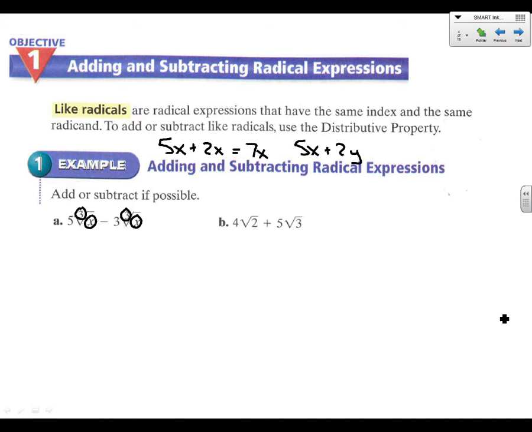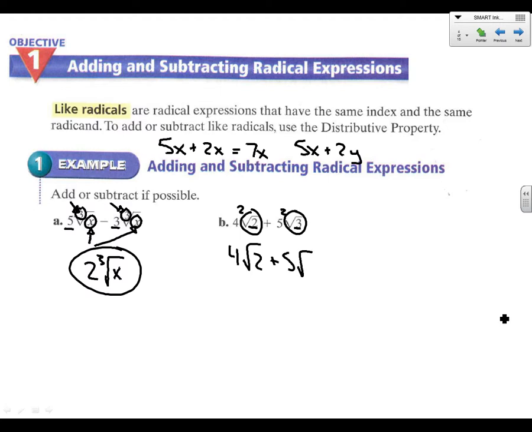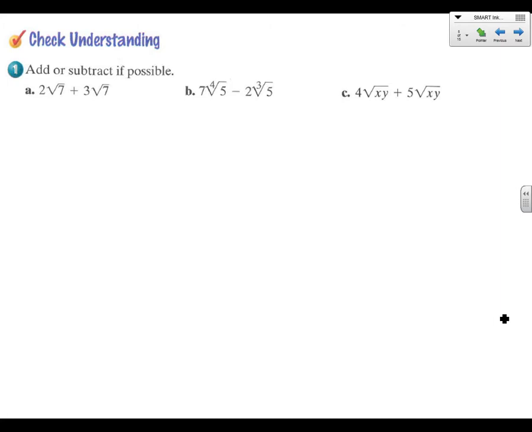All right, so same thing here. Because on A, we have the same index and the same radicand, 3 and 3, x and x, we can combine these like terms. 5 minus 3 is 2, and then we have the cube root of x. The index and the radicand don't change. We're just going to add or subtract the coefficients. For B, root 2, root 3, the index is the same, 2 and 2, but the radicands are different. So we're stuck. Nothing we can do. We've got to leave them separate. See if you can add or subtract A, B, and C, only if it's possible.